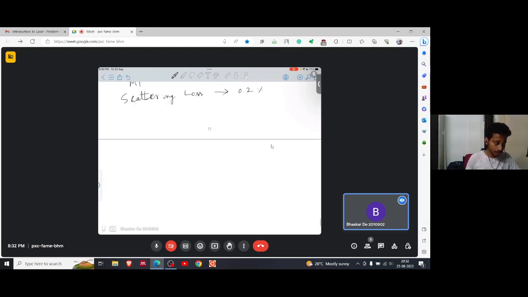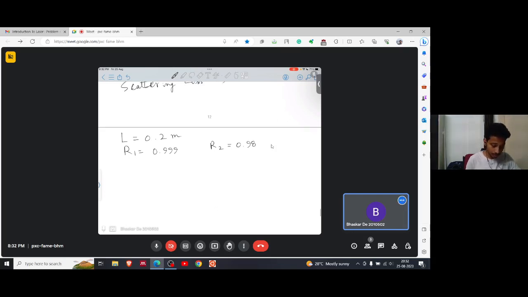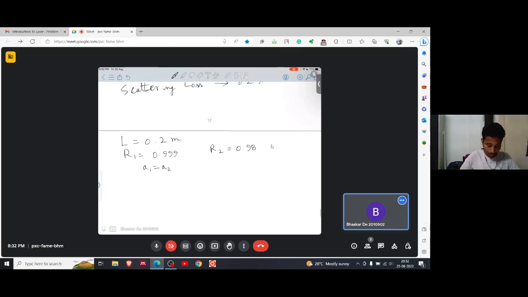Now we'll write down the parameters first, that are given in the problem. L equal to 0.2 meter, reflectivity for the first mirror is 0.999, reflectivity for the second mirror is 0.98, and A1 equal to A2 equal to 0.002.